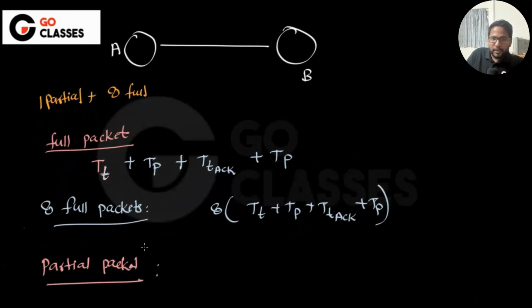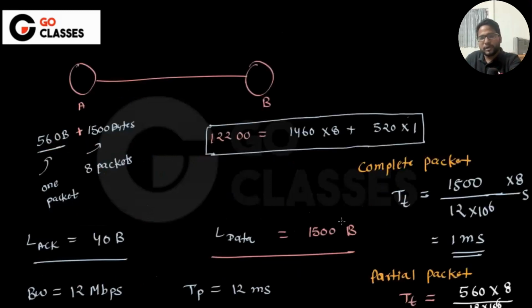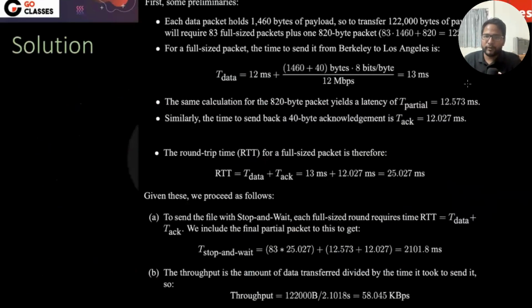The idea is the same here, only this number will be different, right? So maybe I can write it as TT partial plus TP. The propagation delay is the same. The ACK is the same for both of them, plus the propagation delay is again the same, right? So you need to add all of this and get the total time. Okay, we can see the solution, but I hope that conceptually everything is fine to everyone.